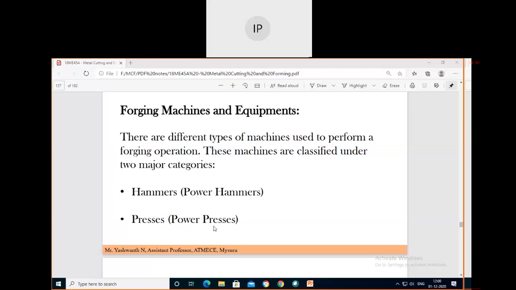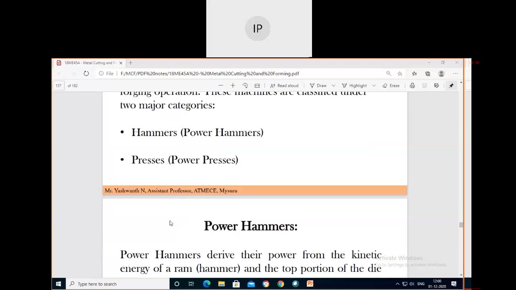Power hammers are also referred to as forging hammers. They derive their power from the kinetic energy of a ram, that is, the hammer, and the top portion of the die when put into motion. The ram is raised to some height, then suddenly released. That is called the drop. The energy is then converted into kinetic energy. From the next figure, you can easily understand the power hammers.